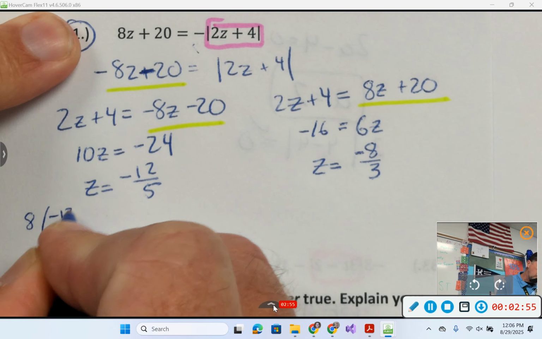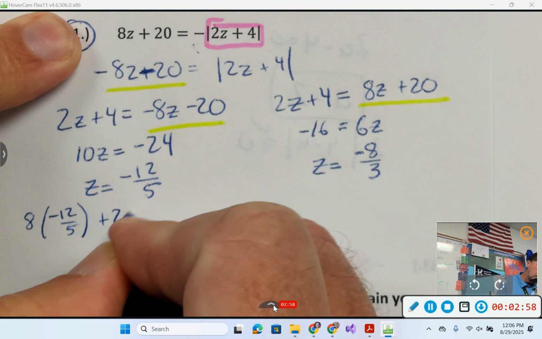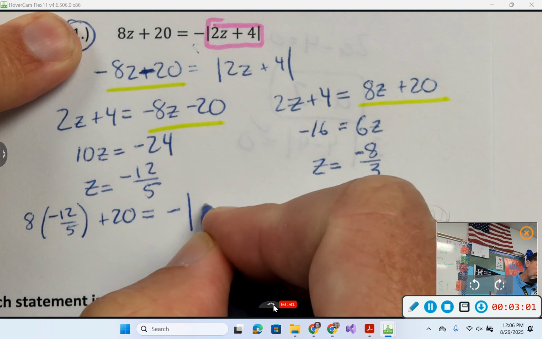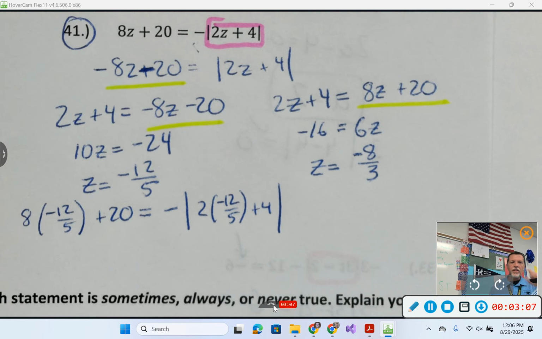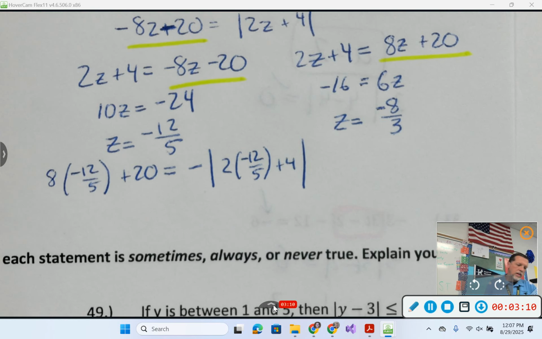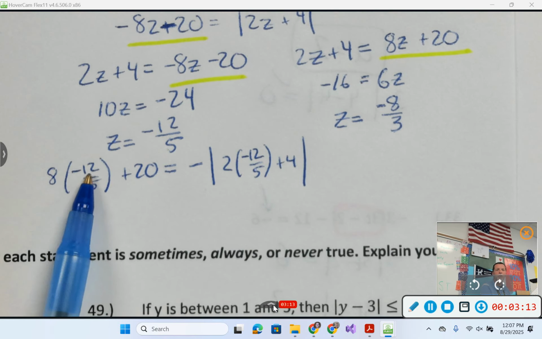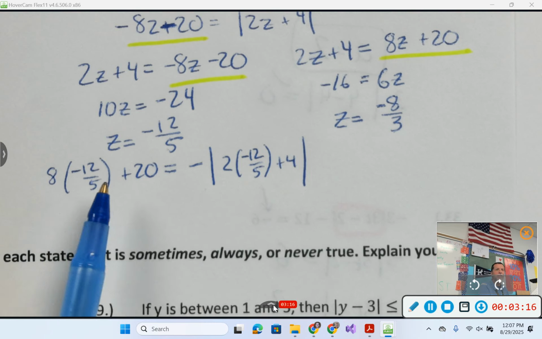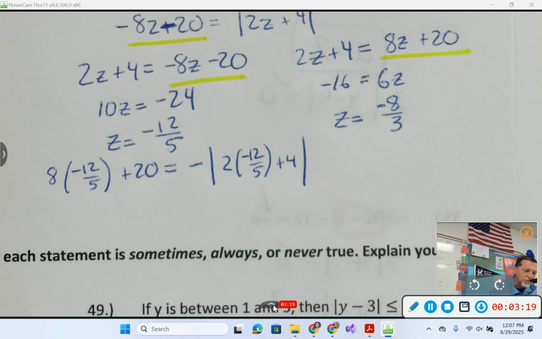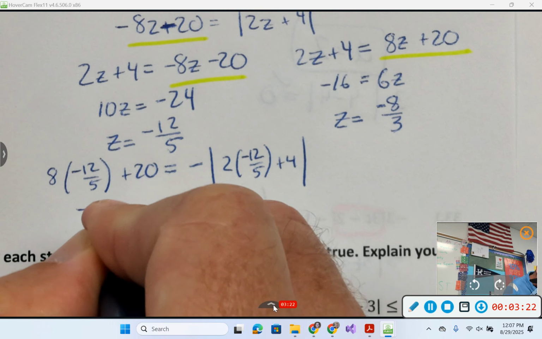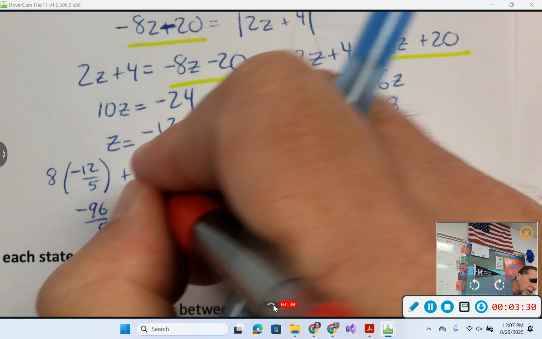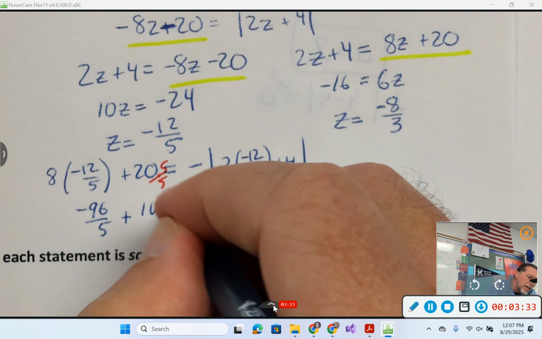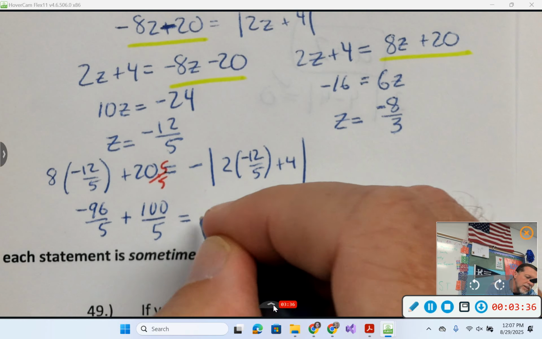So 8 times negative 12 fifths plus 20 equals negative 2 times negative 12 fifths plus 4. Oh, that's going to be lovely. Anybody remember their multiplication tables up to 12 like you were supposed to learn in 3rd grade? 12 times 8? 96. Good job. So negative 96 over 5 plus, common denominator, trying to save space here, 100 over 5. Yeah, 100 over 5 is 20. That makes sense.